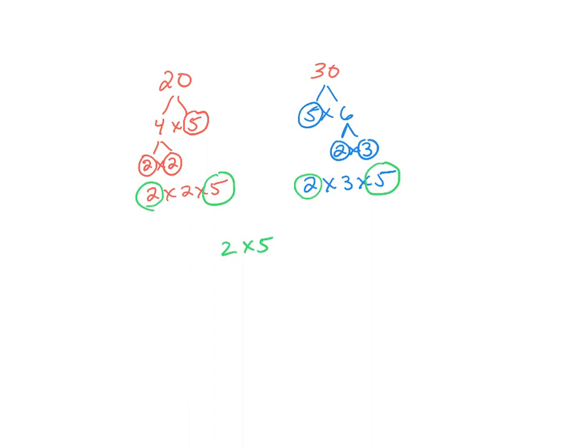If I do that and then multiply what they both have in common, 2 times 5 gives me 10. 10 is the greatest common factor of these two numbers. As I said, it doesn't matter to me which method you choose, either writing out all the factors or using this prime factorization method.